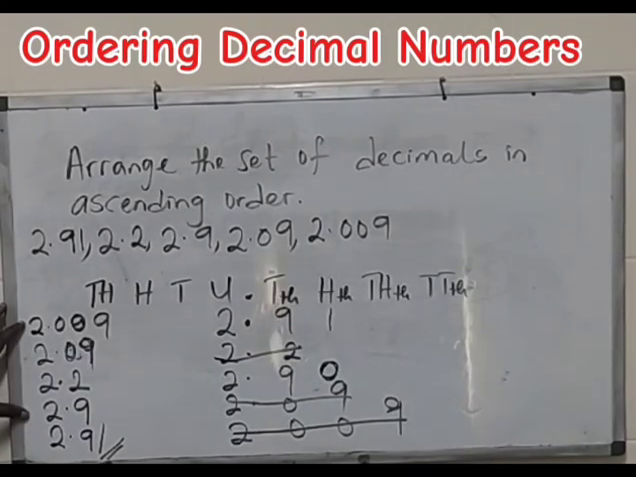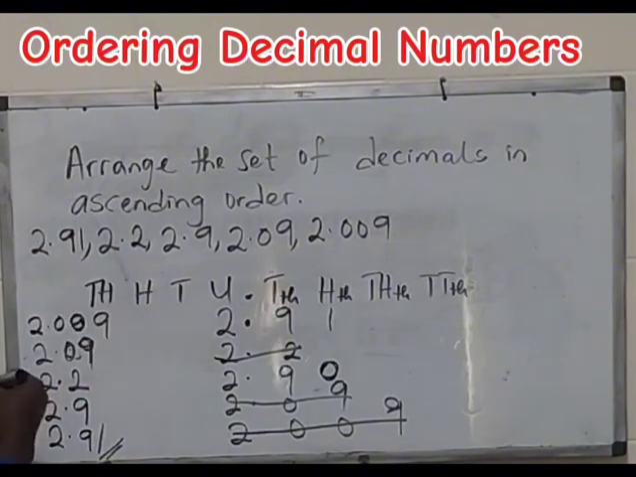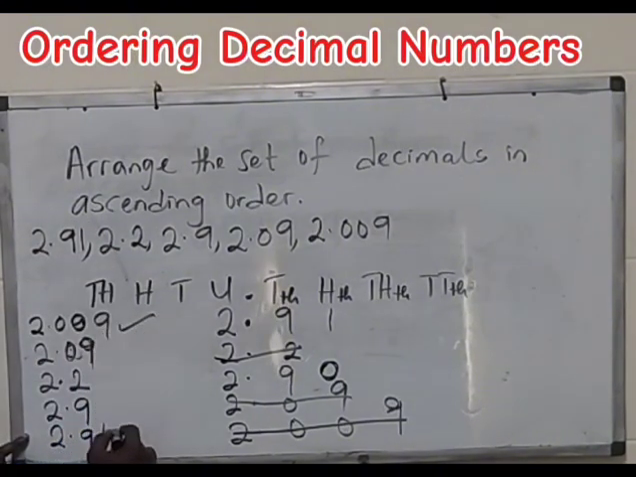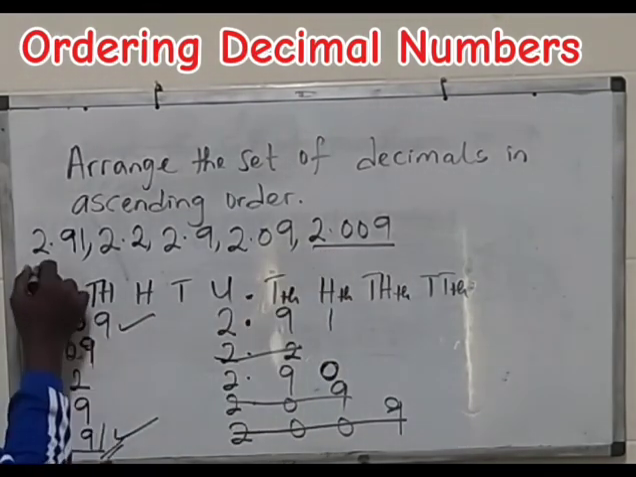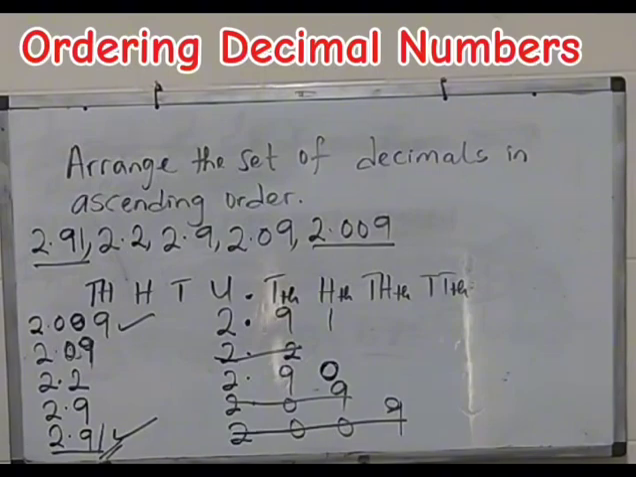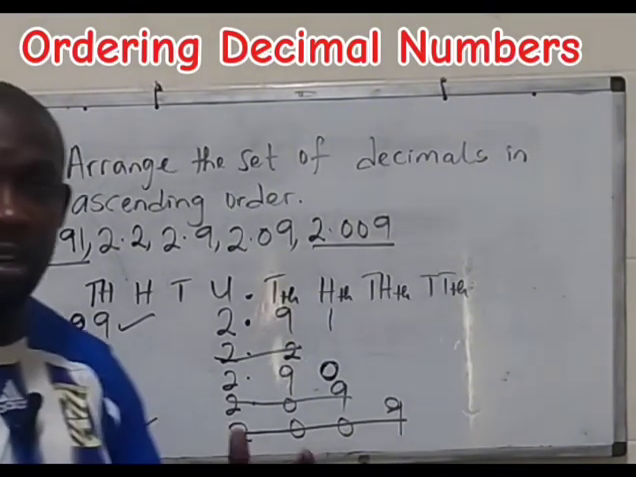So we have been able to arrange these numbers in ascending order from the smallest. This is the smallest number, and this is the highest number. The smallest number is 2.009, and the highest number is 2.91. I hope this is well understood.